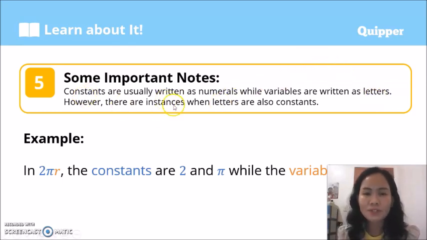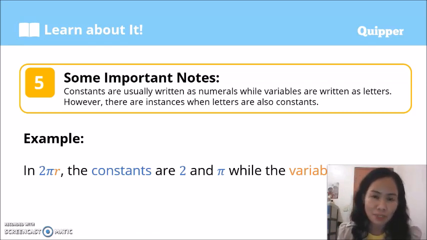Okay? However, there are instances when letters are also constants. May mga letters din na ginagamit as constants. And isa na dyan yung pi. Okay? So, in 2 pi r, the constants are 2 and pi. Yung pi kasi, it has a specific value, which is, we can round it up to 3.14. Diba?